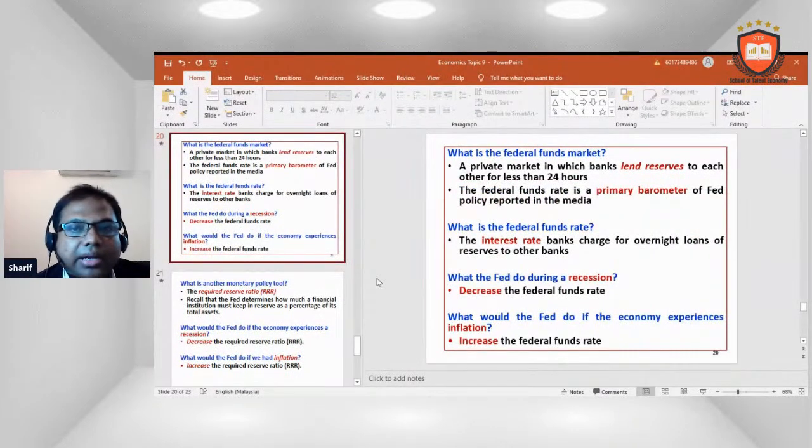What is the federal funds market? A private market in which banks lend reserves to each other for less than 24 hours. The federal funds rate is a preliminary barometer of Fed policy reported in the media. What is the federal funds rate? The interest rate banks charge for an overnight loan of reserves to another bank. What does the Fed do during a recession? Decrease the federal funds rate. What would the Fed do if the economy experiences inflation? Increase the federal funds rate.